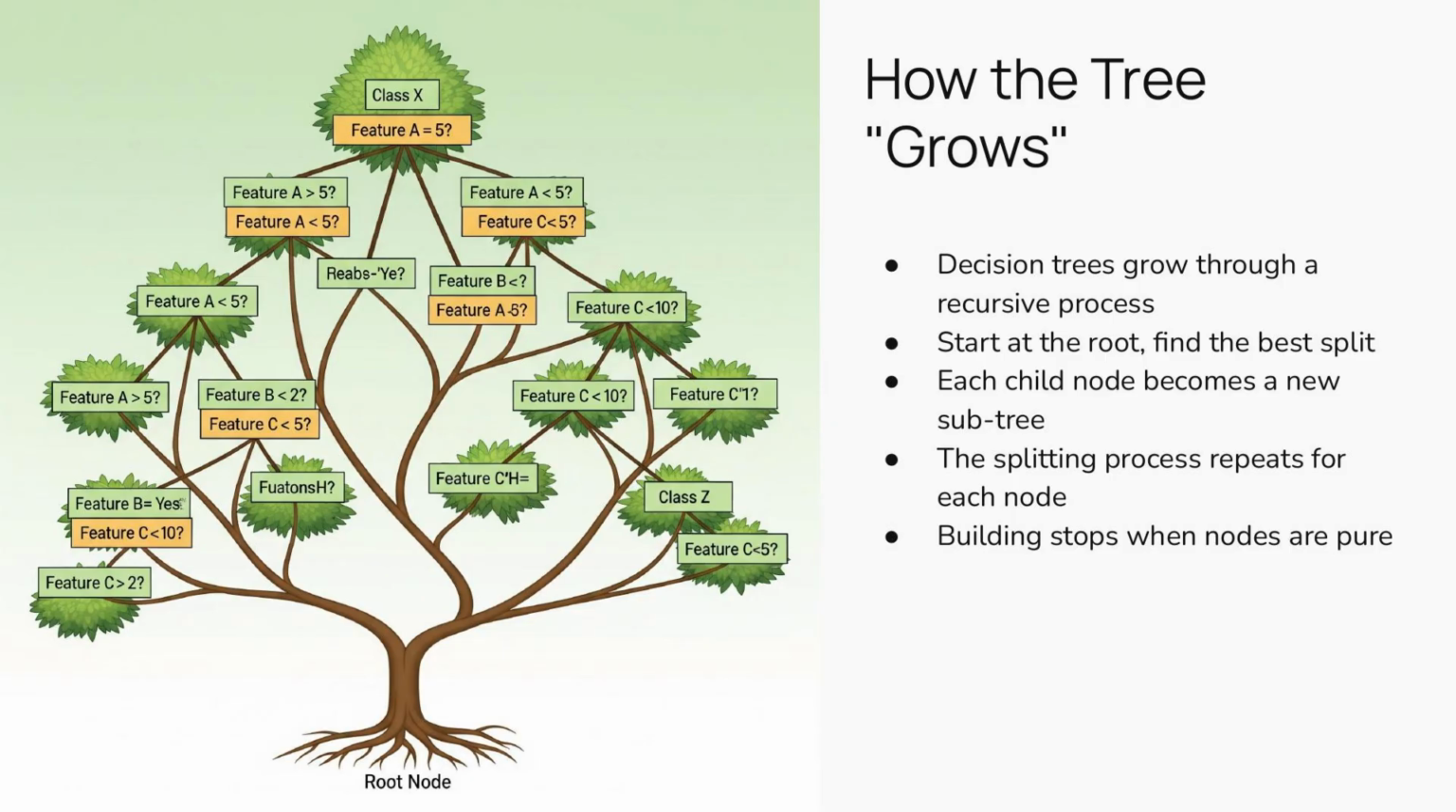It's a recursive process. It starts at the root node and finds the single best split, BAM. Now it has two new child nodes. It then treats each of those child nodes as a brand new, smaller problem. It looks at the left node and asks, what's the best possible split for this data? BAM. It splits. Then it moves to the right node. What's the best split here? BAM. It just repeats this process over and over until the nodes are 100% pure or it hits a limit we set.